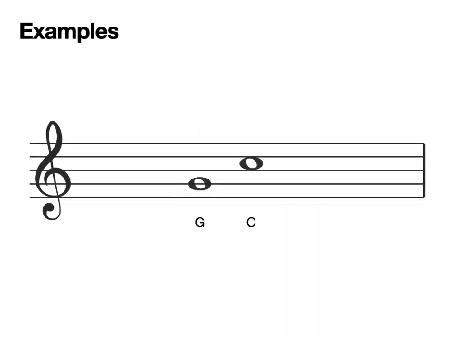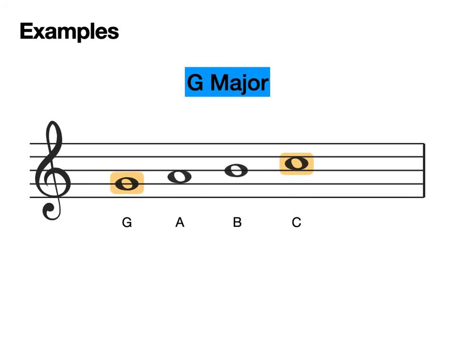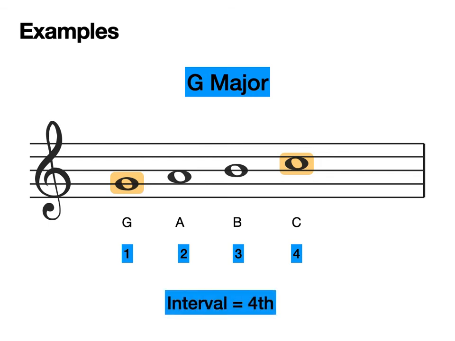Here are some more examples. What is this interval? Let's write out the beginning of G major because our lower note is G. Have a look at the degrees of the scale. This makes this interval a fourth.